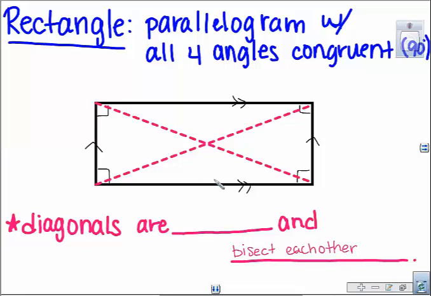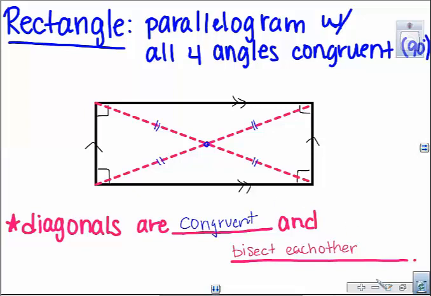Now the other thing you need to know, we'll mark those congruent, is that they are actually equal lengths. So all of these 4 segments created by this intersection are going to be congruent because the diagonals are congruent. So you'll be able to use that information to find a lot of your missing sides or perimeters when you're asked questions about rectangles.